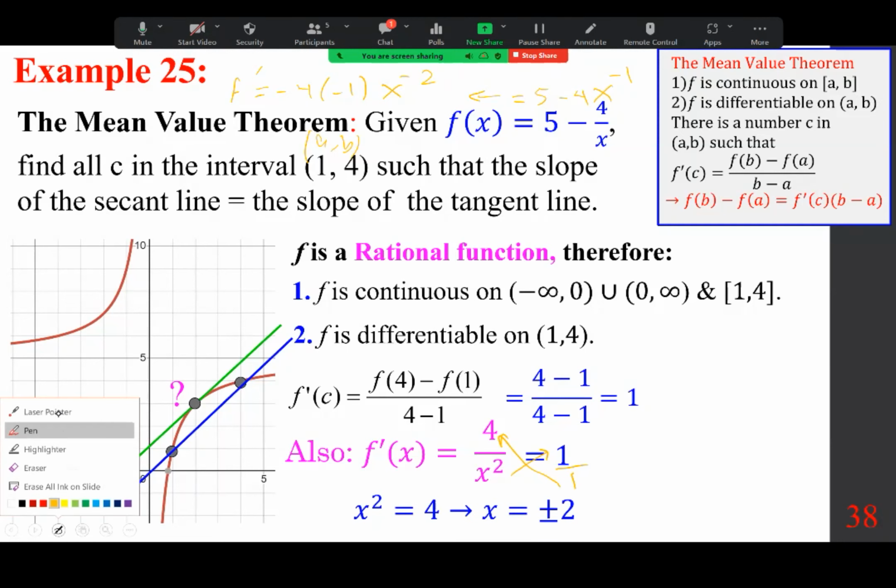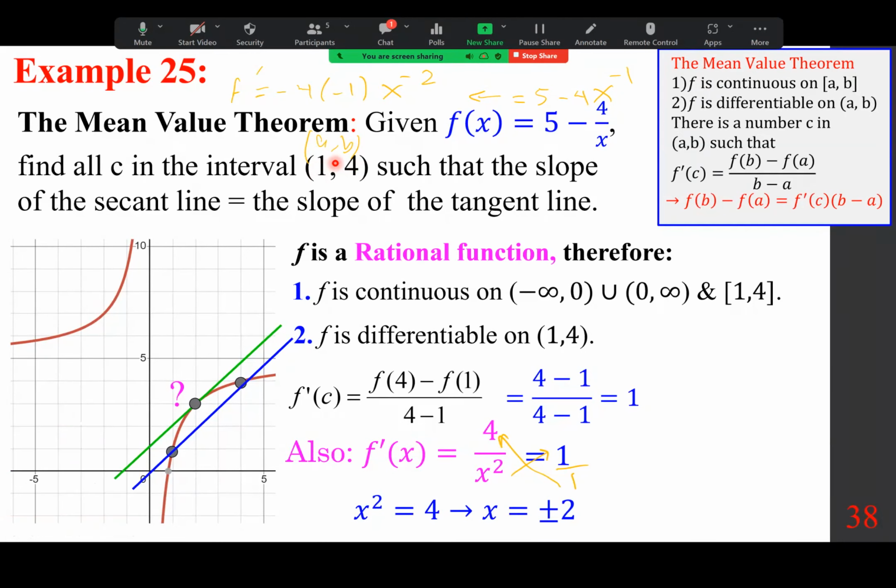X squared is 4, and x is plus or minus 2. There are two answers. You go back to the given interval. Is negative 2 in between? No. The only one that is in between is 2. Negative 2 is not in between. The only acceptable answer is the one that is in the given interval of 1 to 4. Therefore, the answer is 2.